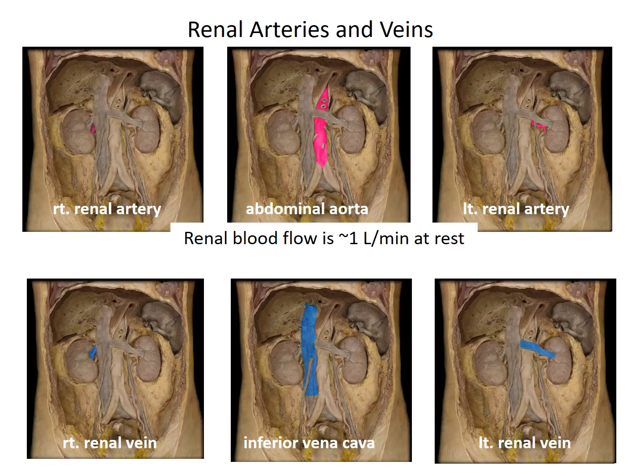The renal artery brings oxygenated blood into the kidney, and the renal vein takes the deoxygenated blood out of the kidney, bringing it back to the inferior vena cava so it can return to the right heart. The renal arteries, left and right renal arteries, are branches of the abdominal aorta.